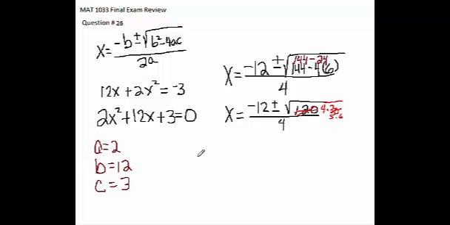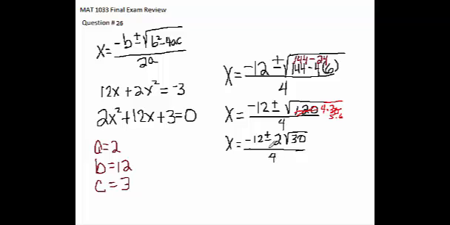So we're going to find the square root of 4. X is equal to negative 12 plus or minus square root of 4 is 2 times the square root of 30, and that's all over 4. Okay. And again, oh look, 12 and 4 have a common factor, but 12 is not a factor of the numerator. It's negative 12 plus or minus 2 times square root of 30.